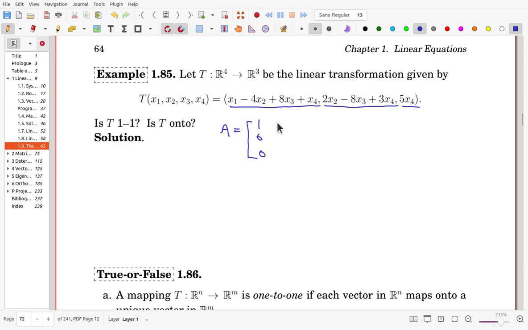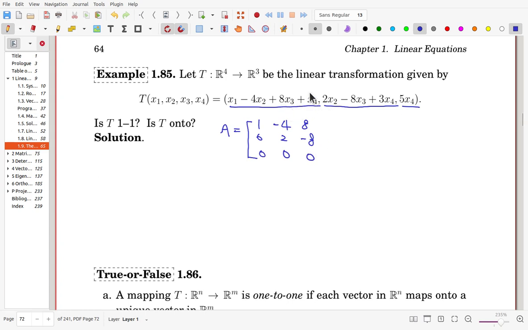How about the second column? That is T(E2). x2 is 1 and everything else is 0. So it's minus 4, and x2, that is 2, and there's no x2 term, so it is 0. Now T(E3): E3 has x3 equal to 1 and everything else 0. So from the first component we have 8, that is minus 8, and here there's no x3, so we have a 0 here.